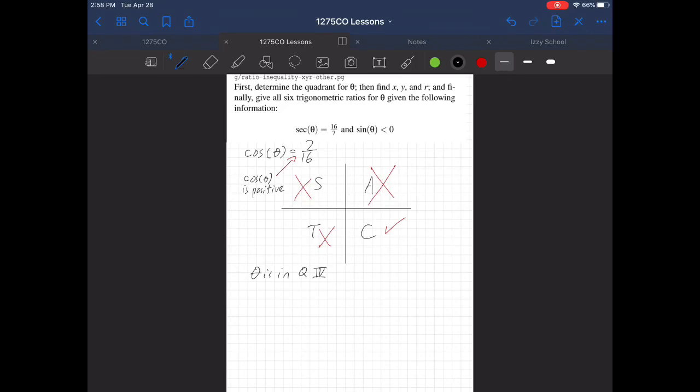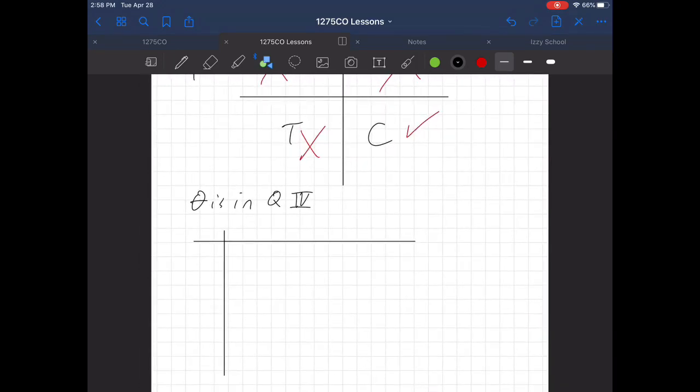So let's draw ourselves a fourth quadrant angle, shall we? Let's use a new set of XY axes, and let's zoom in on the fourth quadrant because the other piece doesn't really matter. So we have an initial side over here. We have an angle that swings around, and this angle lies in quadrant number 4, just like so.